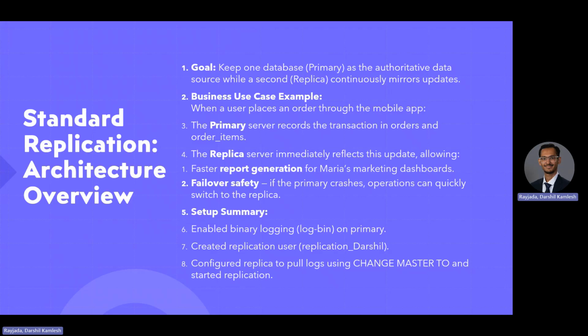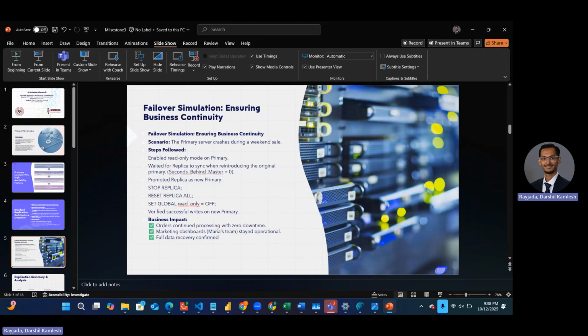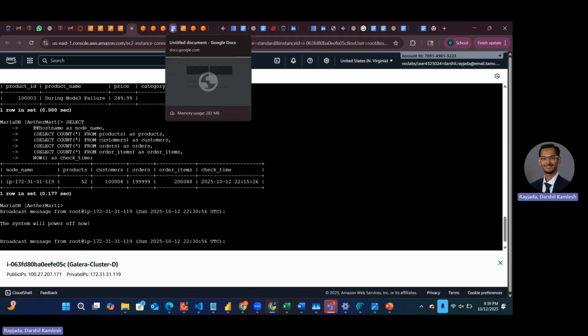So after you configure the replication user, it will enable log bin, and using the CHANGE MASTER TO command we connect the replica to the primary, right? For the business case, as I mentioned, when a customer places an order, the replica will continuously mirror, and it allows all the stakeholders to monitor and quickly switch over if anything happens. So before we go to failover, let's now go to the document and get started.